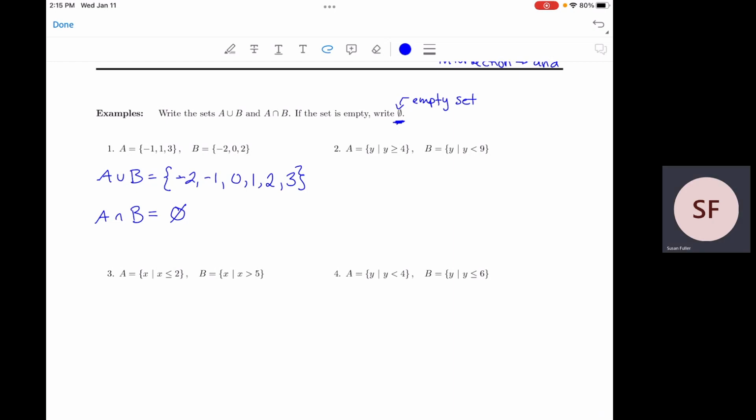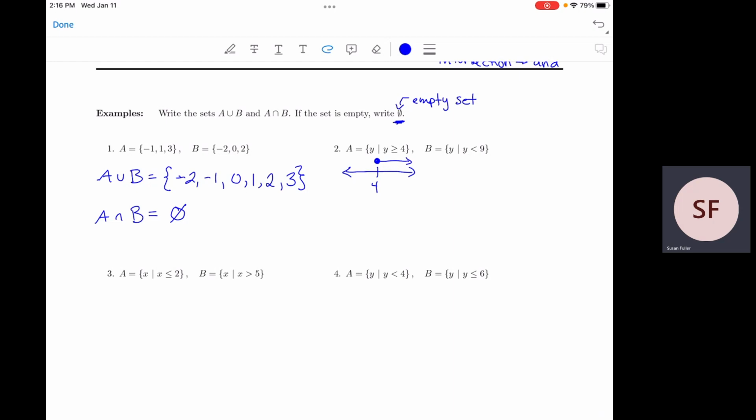All right, so let's try number 2. This time, instead of just having a short list of numbers, here we have intervals of numbers. So number 2, A here is the set of all y values such that y is greater than or equal to 4. I'm going to put this on a number line so that I can see this. It's going to be anything greater than or equal to 4. So these are all of the numbers that are in A.